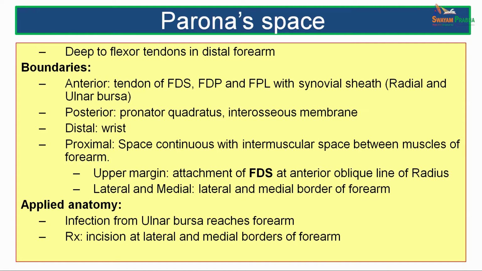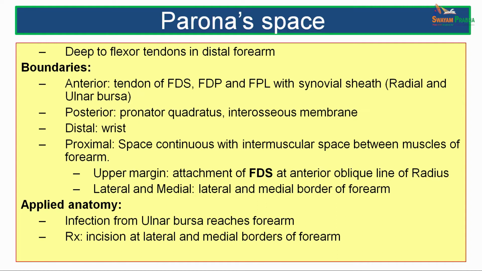Posteriorly, the space is bounded by the pronator quadratus muscle and the interosseous membrane of the forearm. Distally, it extends up to the wrist. Proximally, the space is continuous with the intermuscular space between the muscles of the forearm. The upper margin of the space of Parona extends up to the attachment of the flexor digitorum superficialis at the anterior oblique line of the radius, and also laterally and medially it extends up to the lateral and medial border of the forearm.